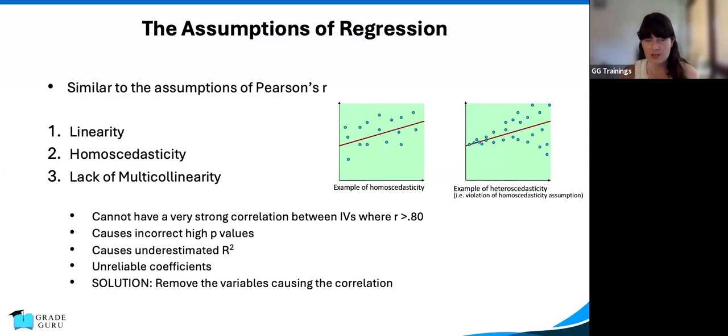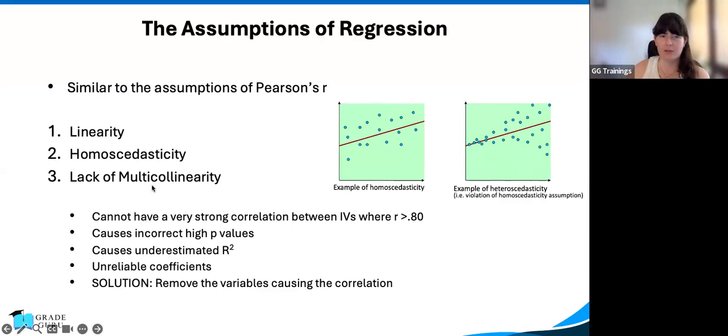That's also an assumption of Pearson's R. And that just means we need a consistency in how our dots are spread out in the scatter plot. So if you look on the left-hand side, this picture, the dots are pretty evenly spaced over the line, they're pretty consistent. Whereas on the right-hand side, they start out really close together and then they start spreading out. So that is inconsistent. That's an example of heteroscedasticity, which we don't want.